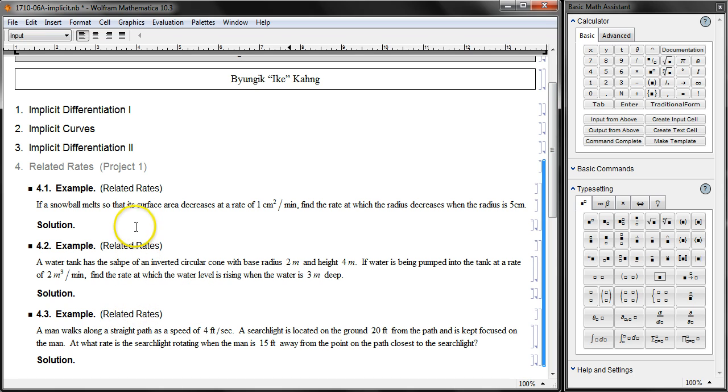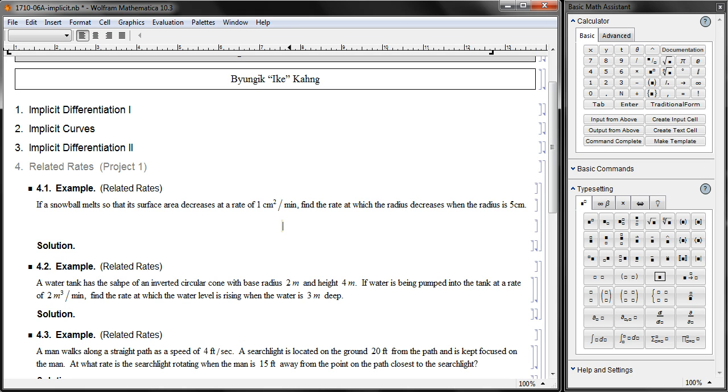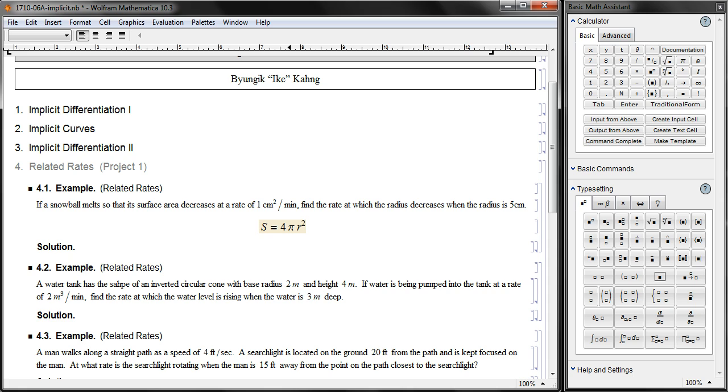Problem number 1: if a snowball melts so that the surface area decreases at the rate of 1 cubic centimeters per minute, find the rate at which the radius decreases. So we need to find the relationship between the surface area and the radius. Here it is: S equals 4 pi r squared. This is the surface area formula.